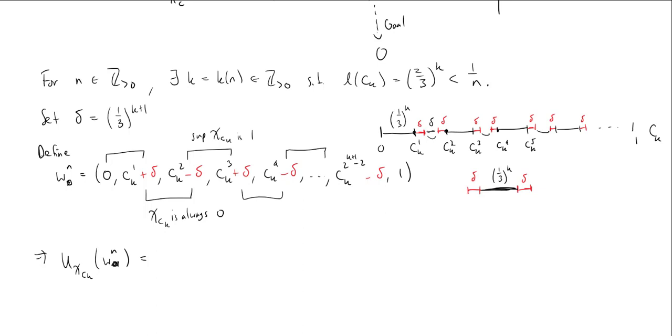Now, actually, we know what delta is. We have it here. It's 1/3 to the k plus 1. So this is a 1/3 to the k plus 1. This over here is a 1/3 to the k plus 1. So in total, one of these lines is giving me 1/3 to the k plus 2 copies of 1/3 to the k plus 1.